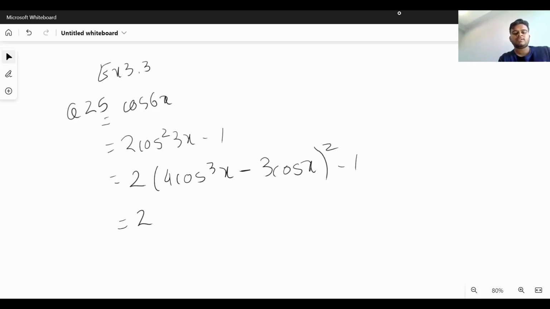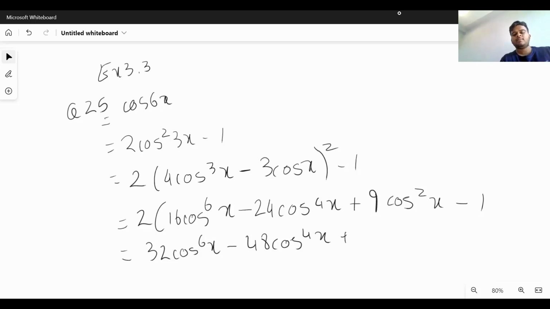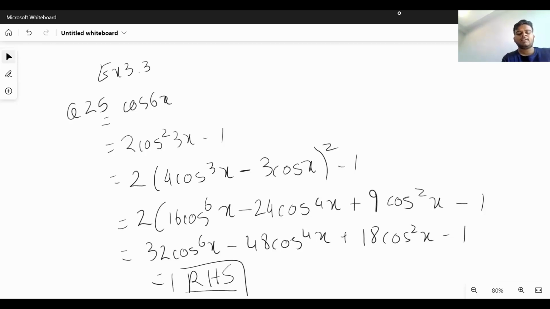Minus 1. So this is this. And when you open this up, you get the term inside, and this becomes minus 24 cos to the power 4x plus 9 cos square x. This becomes 32 cos to the power 6x, minus 48 cos to the power 4x plus 18 cos square x minus 1. And this is nothing but the term on our RHS, correct?